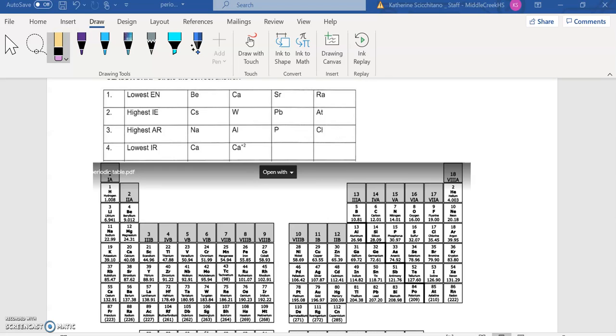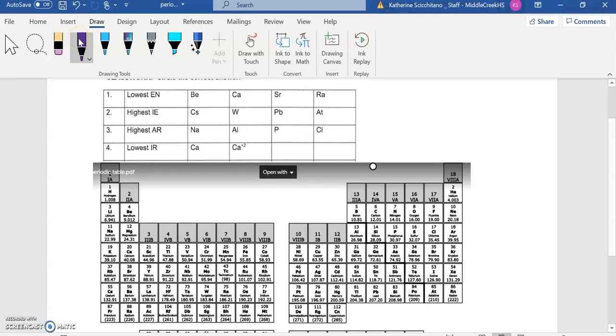Alright, so what I wanted to do was go ahead and show you these first 4 problems that are on your worksheet, just to help you understand how to do these problems and pretty much bring you through my thought process and hoping that that will help you. So this first problem says we want the lowest electronegativity.